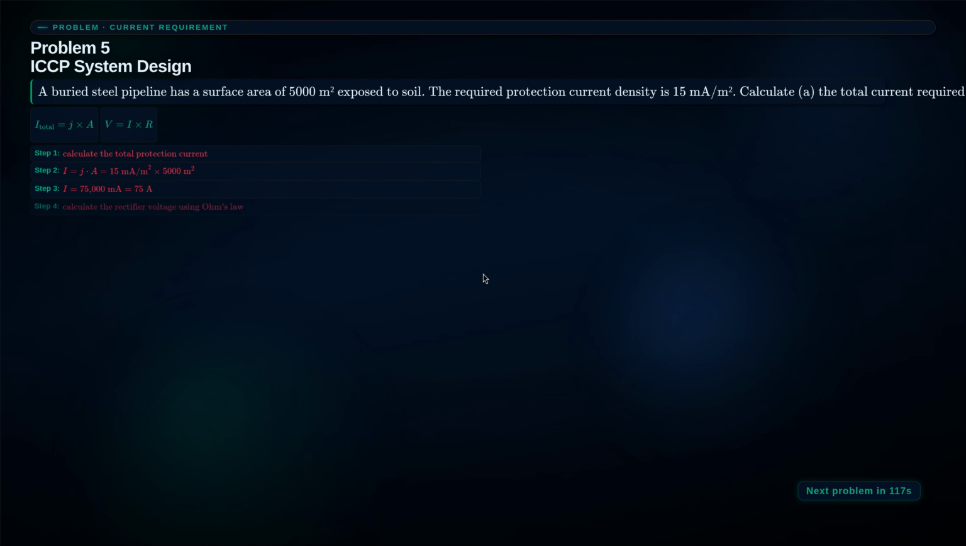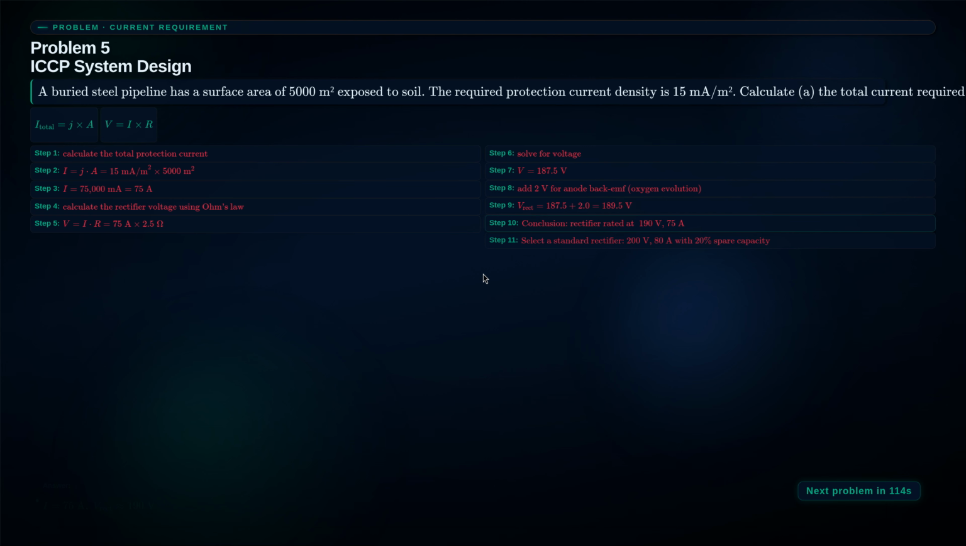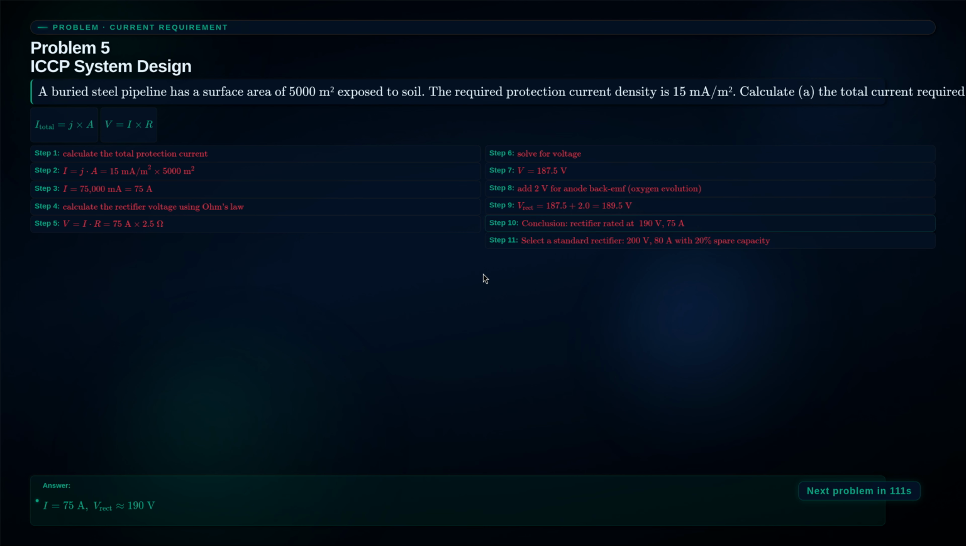Problem 5. ICCP system design. A buried steel pipeline has a surface area of 5,000 square meters exposed to soil. The required protection current density is 15 milliamperes per square meter. Calculate the total current required and the rectifier voltage if the circuit resistance is 2.5 ohms. Step 1. Calculate the total protection current. I equals J times A. 15 milliamperes per square meter times 5,000 square meters equals 75 amperes.